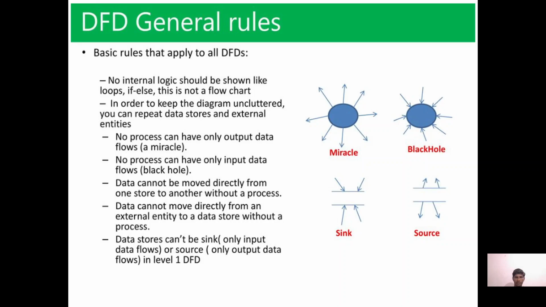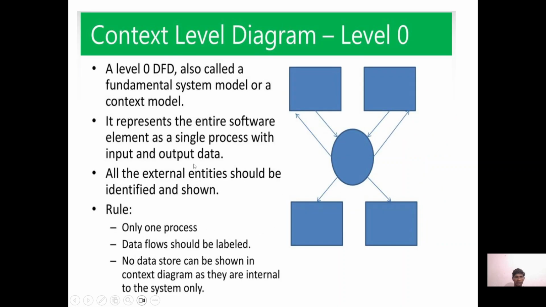General rules. No process may have only output; it must not have only output, which is called a miracle. No process may have only input, which is called a black hole, as shown in the figure. Data cannot be moved directly from one data store to another without a process. Data also cannot move from an external entity to a data store without a process in between. These are the general rules.